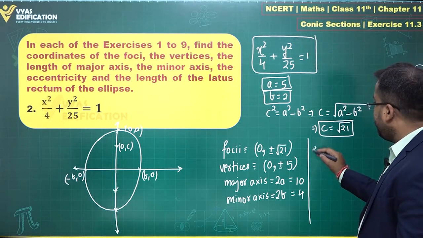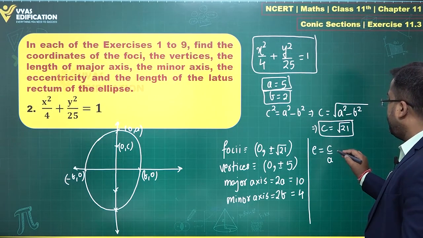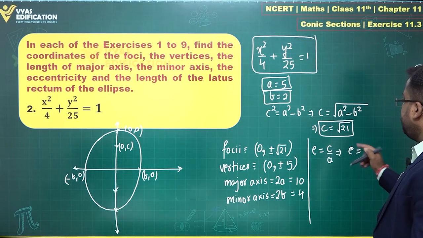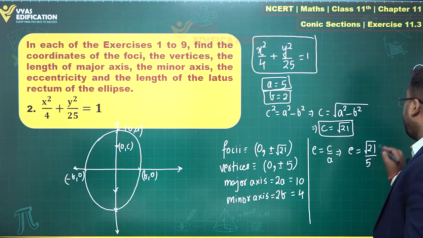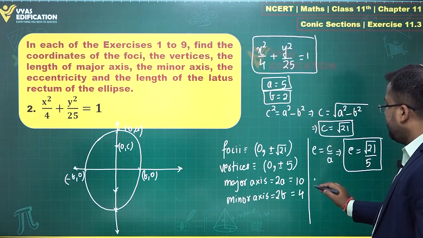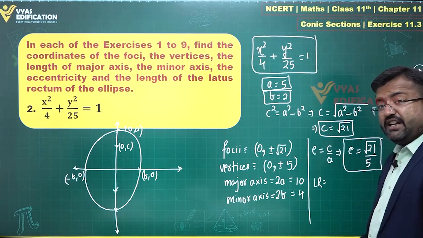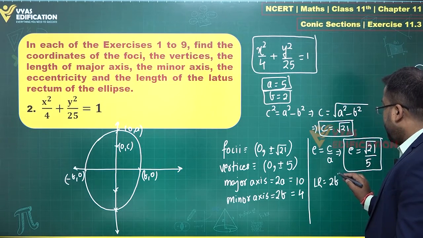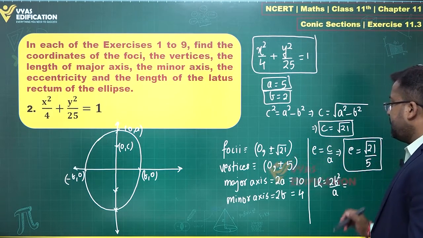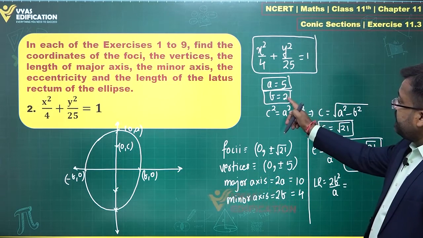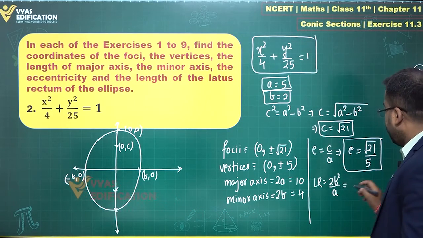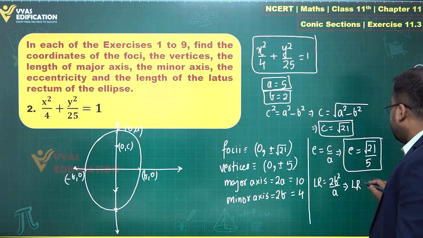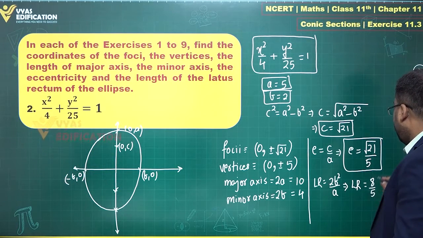So for eccentricity, we have eccentricity is equal to C upon A. That tells me that E will be equal to C upon A, root 21 upon 5. This is eccentricity. Latus rectum, the length of latus rectum is 2B square upon A, and what is that equal to? 2 times B square, 2 times 4, which is 8 upon A, which is 5. So that tells me that the latus rectum will be 8 upon 5.